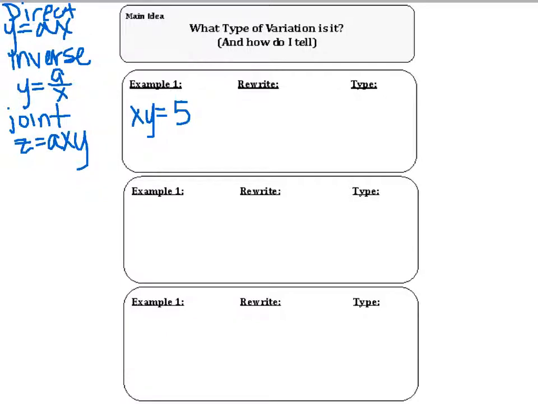If I solve example 1 for y, we've got xy equals 5, divide both sides by x. So I have y equals 5 divided by x. And comparing here, this looks like this problem. So our type here is inverse.